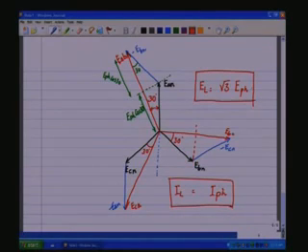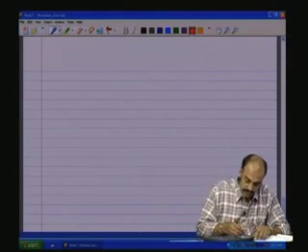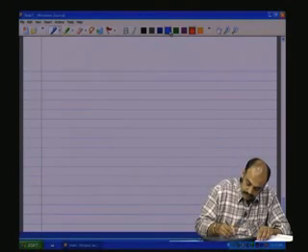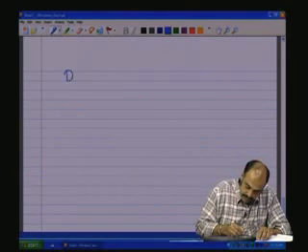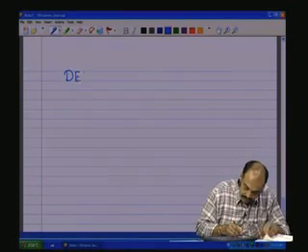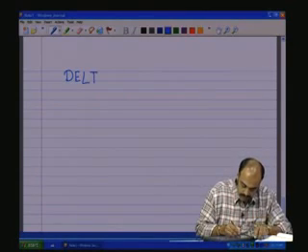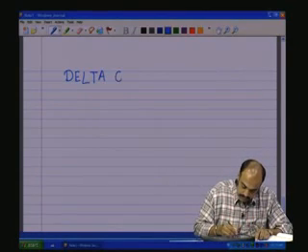So, in the case of the star circuits, these two are the important relationships that you have to remember between the line side parameters and the phase side parameters, between the line voltages and currents and the phase voltages and currents. Now, coming to the delta circuit, delta circuit.